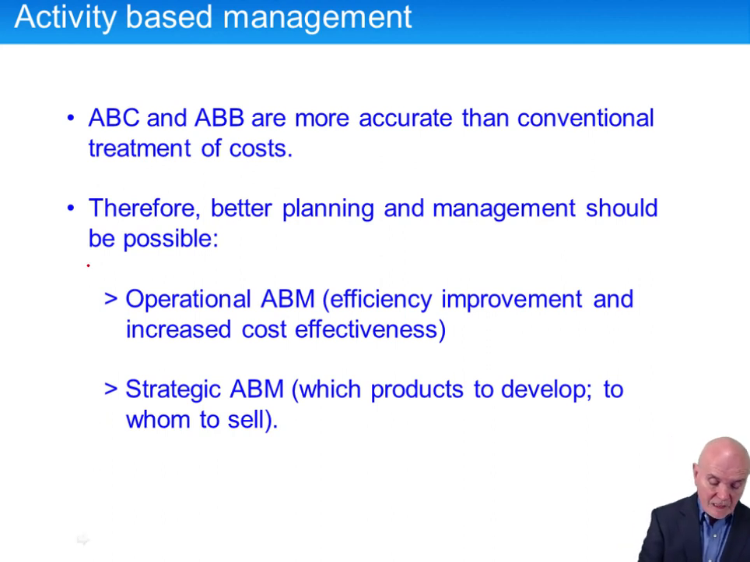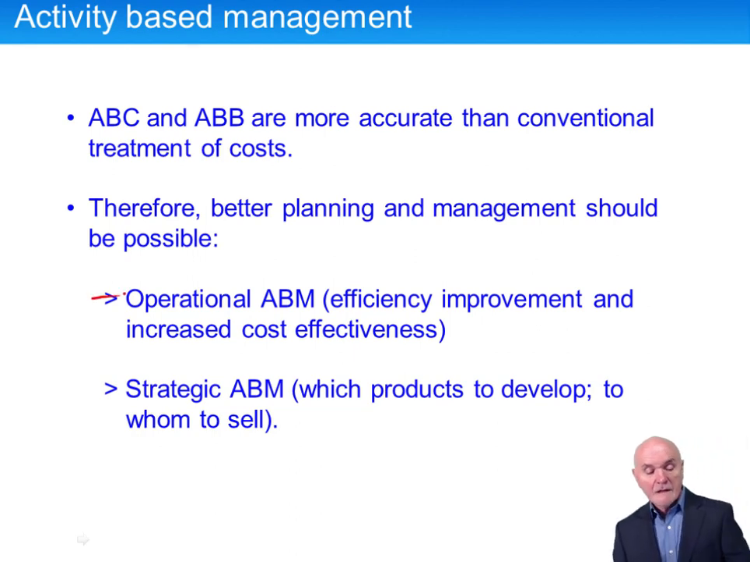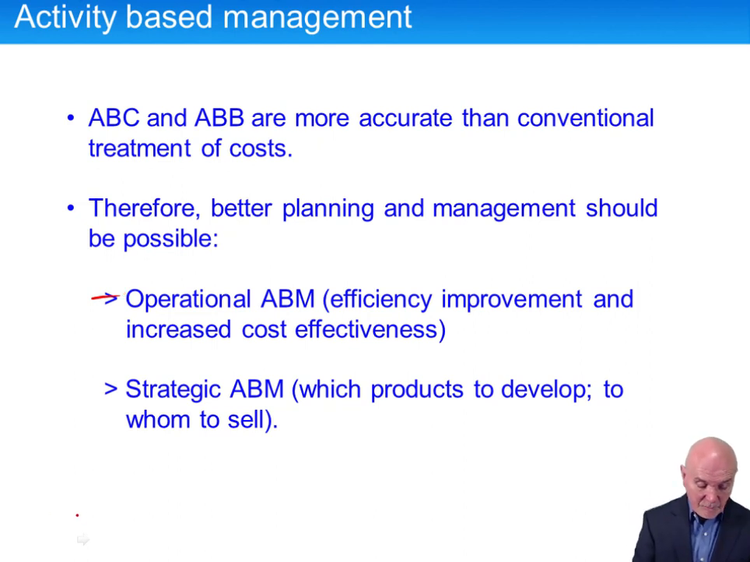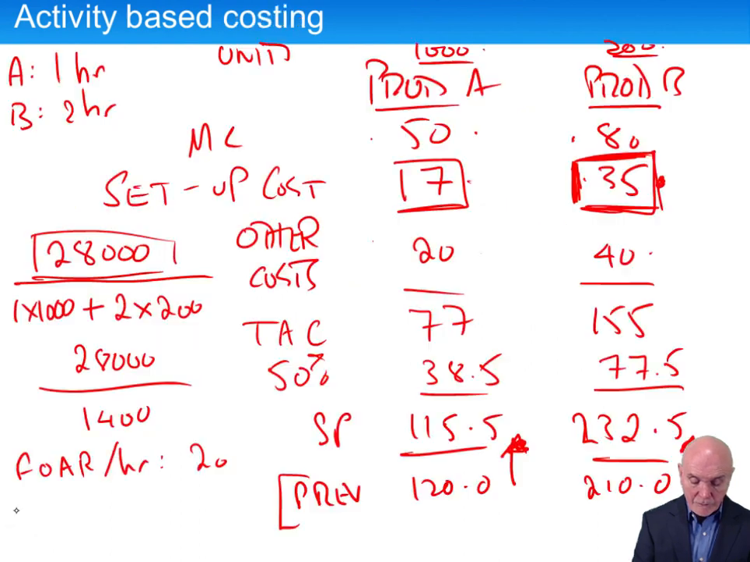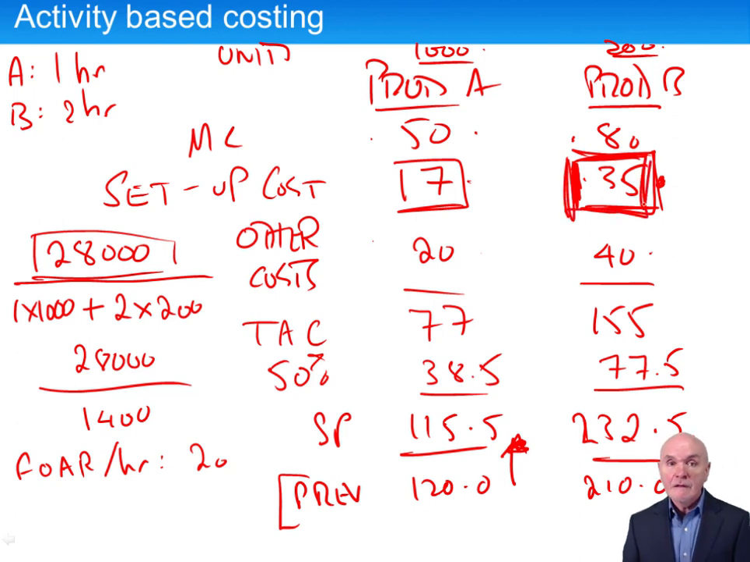There are two types, really, of activity-based management. First is operational efficiency improvement, basically increase cost effectiveness. And that's really what we looked at in this previous example. The operational activity-based management will be saying, is there any way I can get this very high cost down? It's a cost which is 5 times the cost in product B, whereas every other cost is maybe double or something of that sort. So it directs your attention at the costs which are maybe worth investigating.